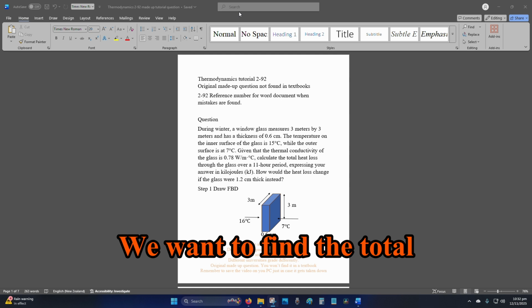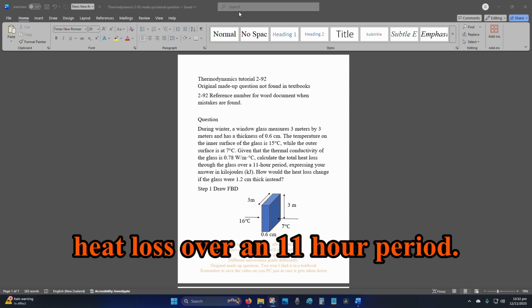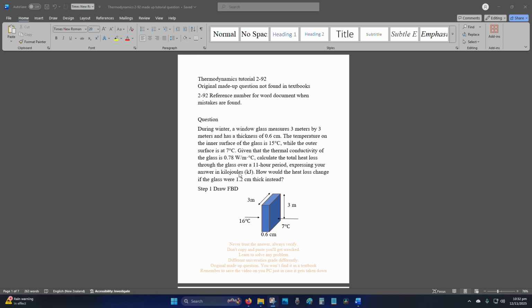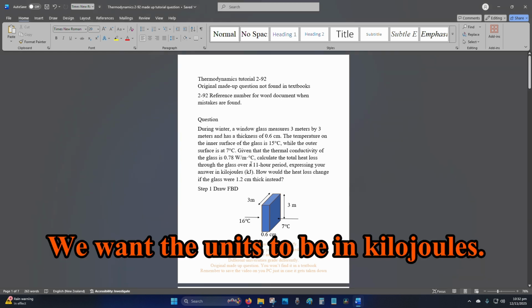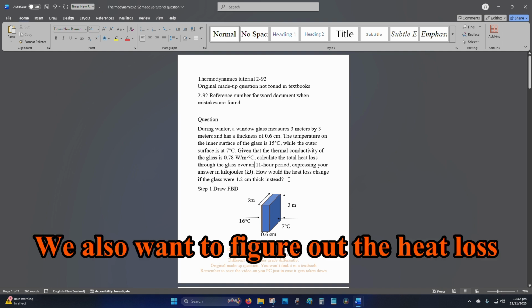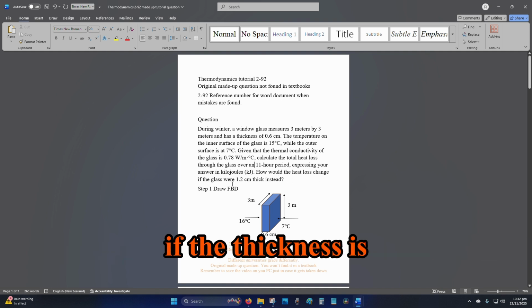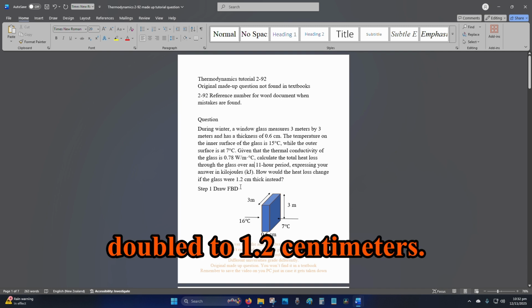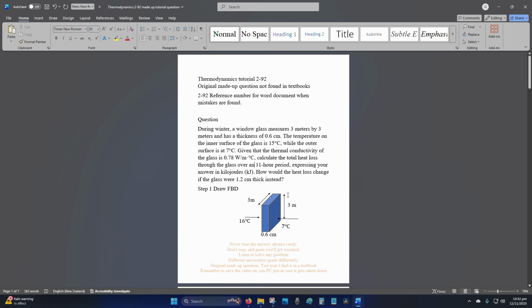We want to find the total heat loss over an 11-hour period. We want the units to be in kilojoules. We also want to figure out the heat loss if the thickness is doubled to 1.2 centimeters.